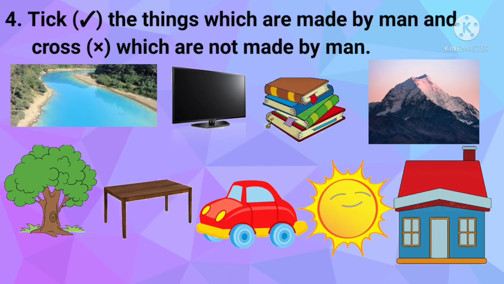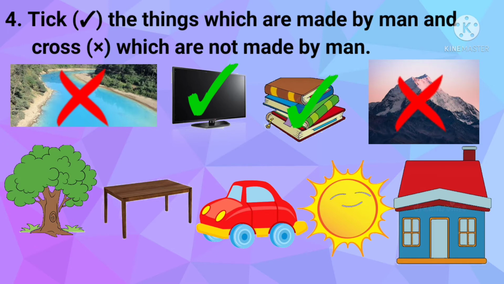Question number 4. Tick the things which are made by man and cross which are not made by man. जो चीज इंसान ने बनाया है उसे टिक करो और जो चीज इंसान ने नहीं बनाया है उसे क्रॉस करो. First, river. It's not made by man. Next, TV. Yes, it's made by man. Books. These are also made by man. Mountain. No, it's not made by man. Next, tree. No, it's not made by man.